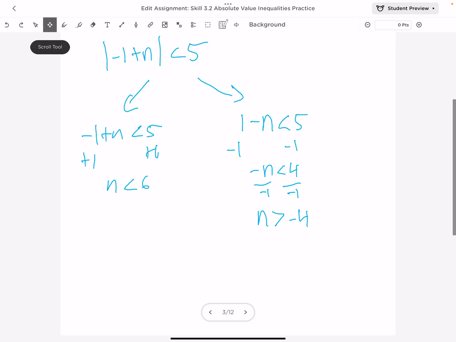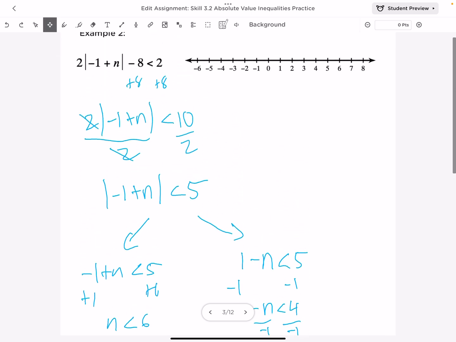So let's now graph this. We have n is greater than negative 4. So we would say open circle, negative 4. And then we go up to n is less than 6, like this.